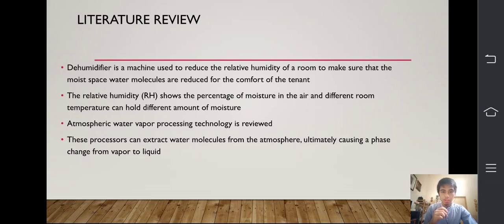Atmospheric water vapor processing technology is reviewed. These processes can extract water molecules from the atmosphere, ultimately causing a phase change from vapor to liquid.